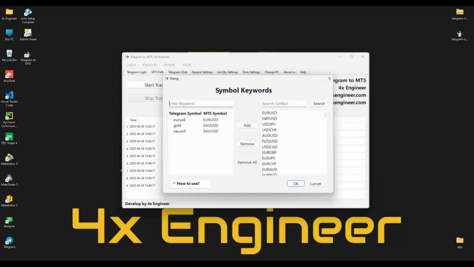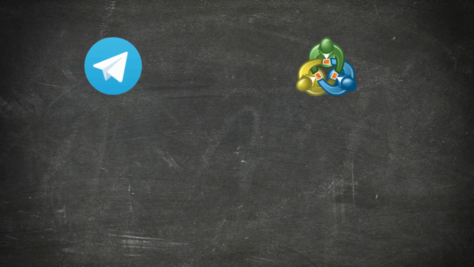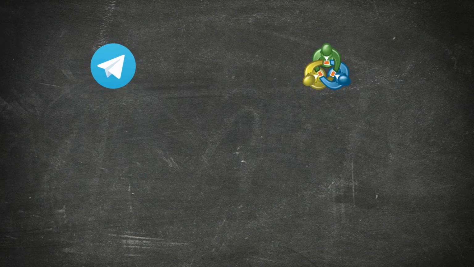Now, let's talk about the symbol keyword feature. This feature allows you to link the symbols received in your Telegram signals to the available symbols in your MT5 platform. Let me explain why this is important. Sometimes, the way symbols are named on Telegram is slightly different from how they are named inside your MT5.